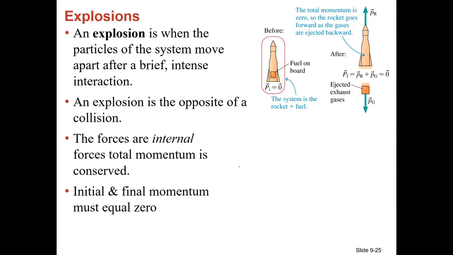Another thing that can happen besides collisions is explosions. An explosion is when the particles of a system move apart after a brief and intense interaction. If something explodes, there's that brief, very intense force, but after the force of the explosion, the two parts, as in our simulation, move outward at constant velocity. An explosion is the opposite of a collision. I just had to write that down so you didn't get confused. And the forces are internal forces.